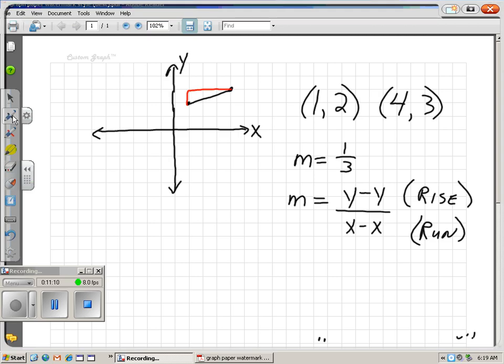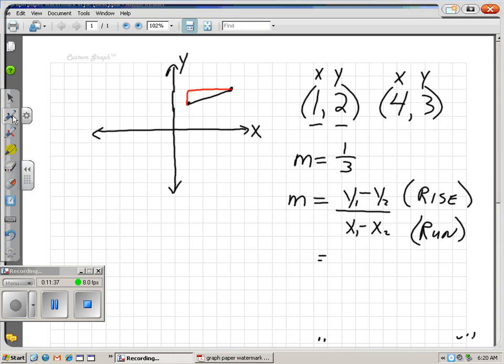Now you can get fancy and put your sub 1, sub 2 in here, or whatever you want to. I don't really worry about that too much. So to find the slope, subtract your y coordinates. To find the rise, subtract your y's. To find the run, subtract your x's. And remember, this is your x, this is your y, this is your x, this is your y. And it doesn't matter which one you start with, as long as you start with the same x and y every time. So I'm going to start with this x and this y.